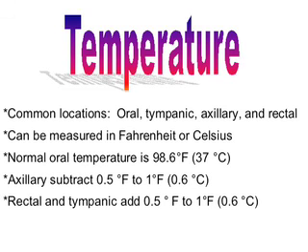Next is temperature. The common locations are oral, tympanic, axillary, and rectal. This can be measured in either Fahrenheit or Celsius. The normal oral temperature is 98.6 degrees Fahrenheit, which is 37 degrees Celsius. Axillary, you need to subtract 0.5 degrees Fahrenheit to 1 degree Fahrenheit, whereas with rectal and tympanic, you need to add 0.5 degrees Fahrenheit to 1 degree Fahrenheit for accuracy.